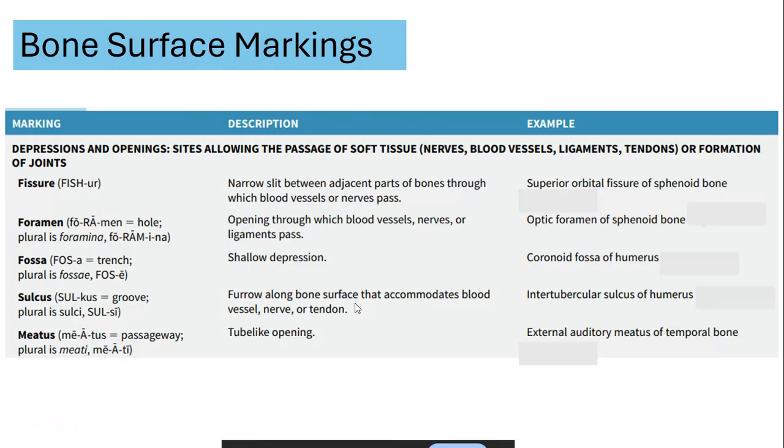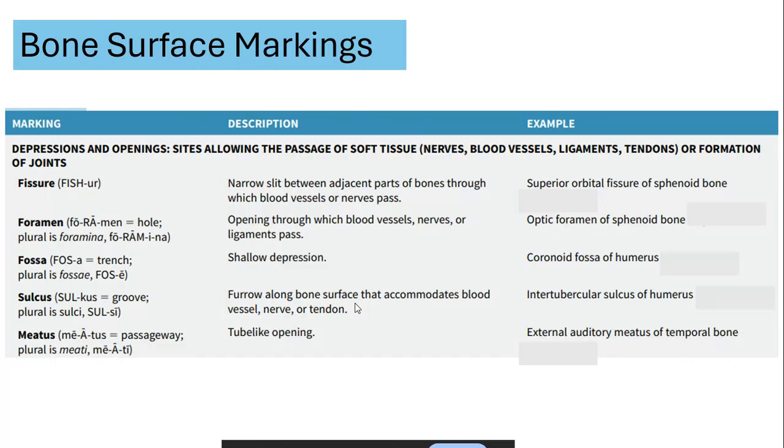Let's first study bone surface markings because we will be focusing on that when we study the bones of the skull, right? Depressions and openings are sites allowing the passage of soft tissue, so that's nerves, blood vessels, ligaments, tendons, or formation of joints. The first is fissure. A fissure is a narrow slit between adjacent parts of bones through which blood vessels or nerves pass, right? For example, superior orbital fissure of sphenoid bone.